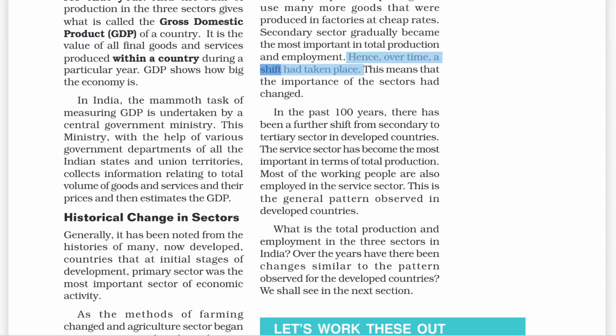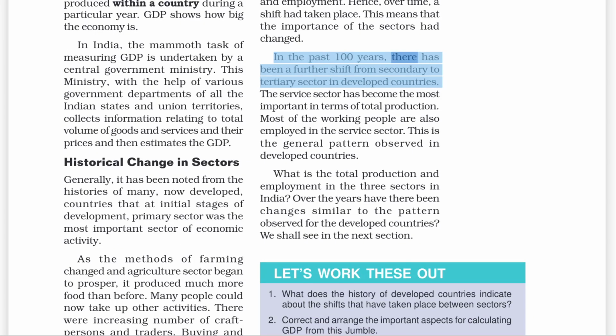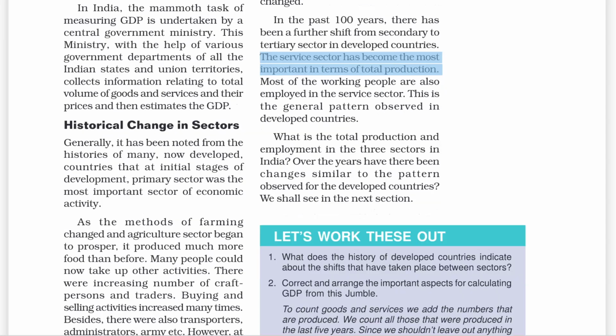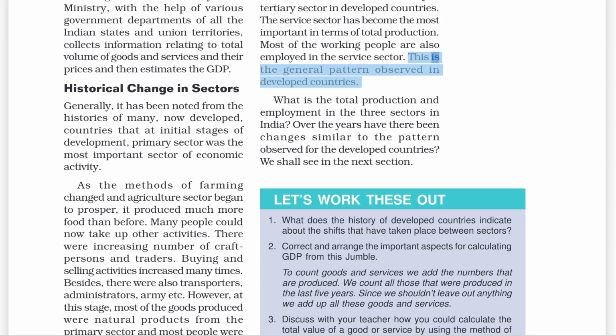Hence, over time, a shift had taken place. This means that the importance of the sectors had changed. In the past 100 years, there has been a further shift from secondary to tertiary sector in developed countries. The service sector has become the most important in terms of total production. Most of the working people are also employed in the service sector. This is the general pattern observed in developed countries.